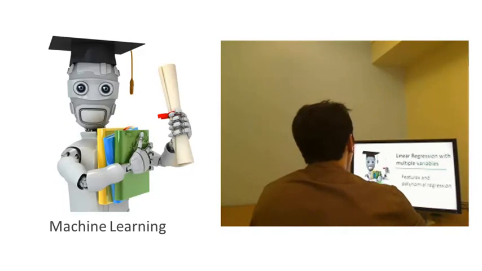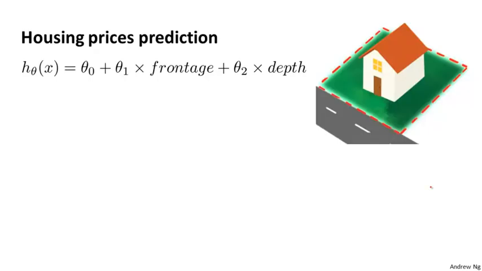Let's take the example of predicting the price of a house. Suppose you have two features, the frontage of the house and the depth of the house. So here's a picture of the house we're trying to sell. The frontage is defined as this distance. It's basically how wide your lot is, this plot of land that you own. And the depth of the house is how deep your property is. So you have two features called frontage and depth.